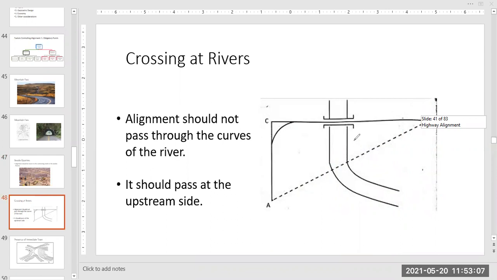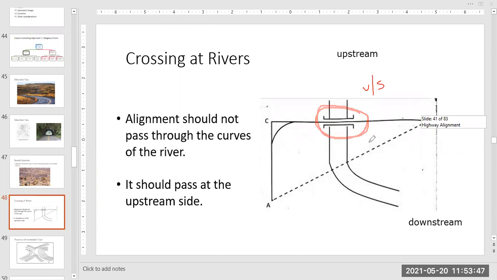And most importantly, see, this part is called upstream side. What is this, guys, called? Upstream. Yeah, upstream. That means from where water is coming, and from where to where water is going is called downstream. That means our water flows in the direction of upstream to downstream, and make sure that our road is going to be constructed at the upstream side only. You understood?